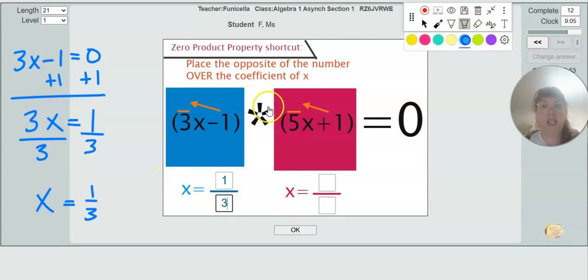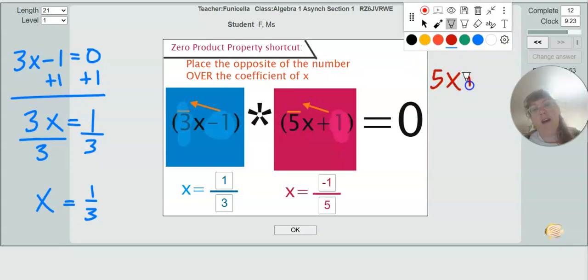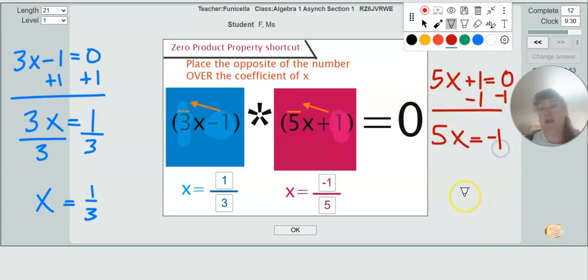And if you looked at the shortcut, you take that -1, make it positive, put it over the 3. So for this next one, we're going to take this +1, make it negative, and then put it over the 5. That's going to be our answer, but let's double check and make sure it's correct. So we have 5x plus 1 equals 0. Subtract 1 on both sides to get 5x equals -1. Divide both sides by 5 to get x equals -1/5.